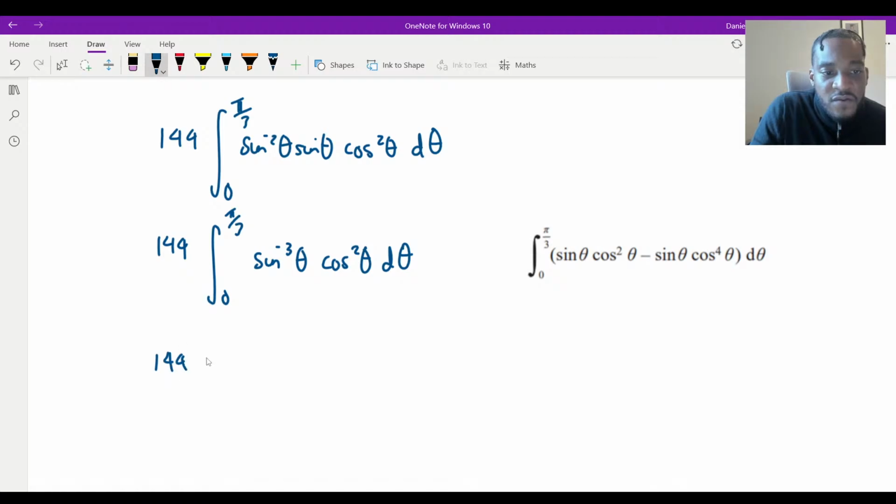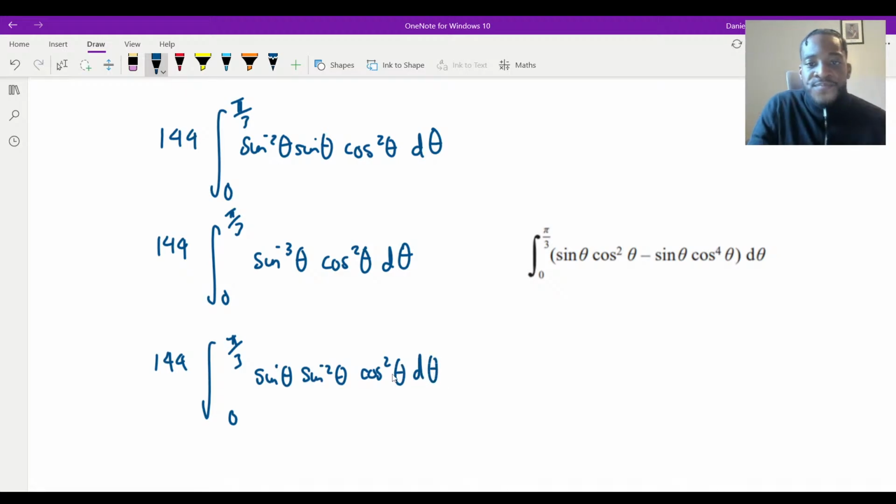Anyways, you can write this as 144, pi over 3, like that. And then I've got 0, and I can write this as sine theta, like that, and then sine squared theta. So I've just done the same thing. I didn't realize it was already like that. And you've got that there. But remember, we need a cos to the 4.